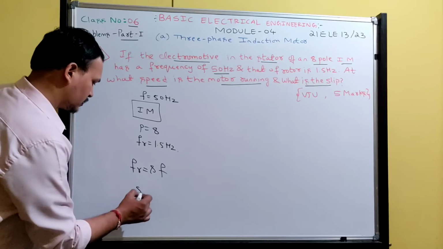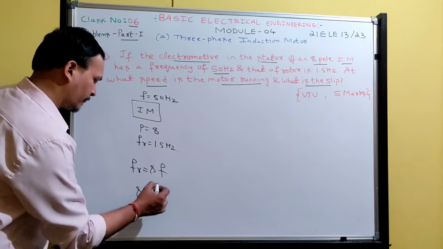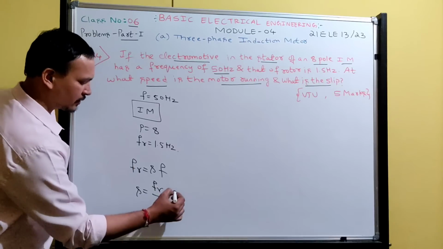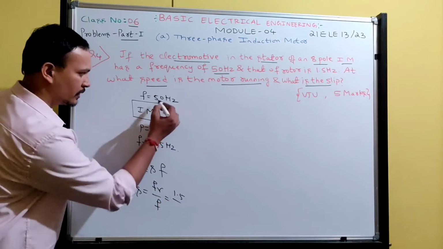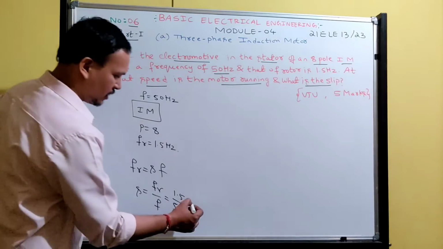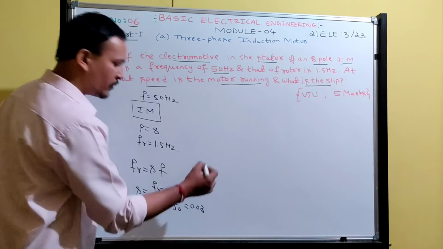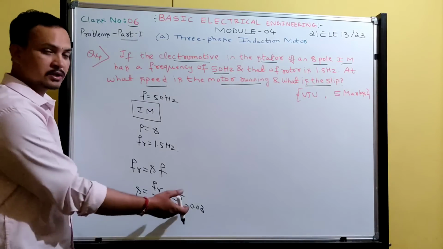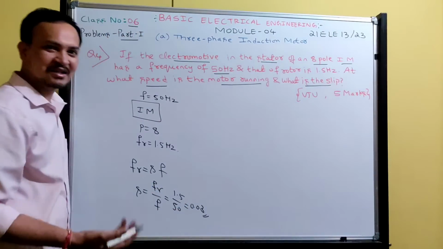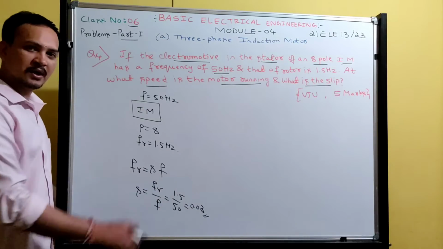So the slip formula will be FR by F. What is the rotor frequency? 1.5. What is the supply frequency? 50. 1.5 by 50. How much will you get? 0.03. Do it in the calculator, you will get 0.03. So this question is finished. What is the slip? Okay, completed.